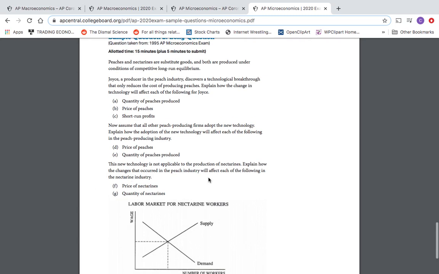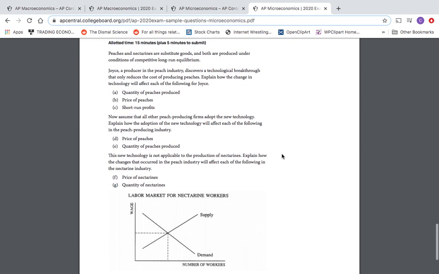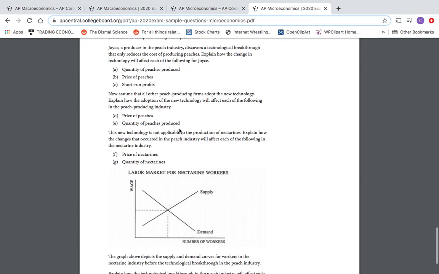Last part. New technology is not applicable to the production of nectarines. So now we're in the nectarine market. Explain how the changes that occurred in the peach industry will affect the nectarine industry. Based on how there's fancy technology in the peach market, peaches are cheaper. The prices of peaches fall, so I would expect there to be less demand for the substitute.